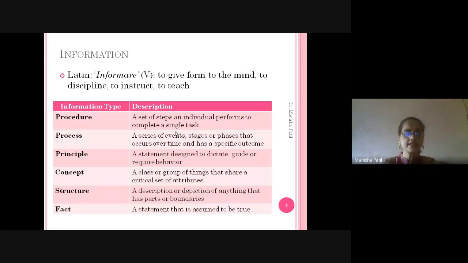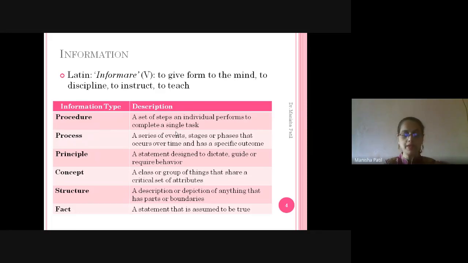There are 6 types of information. In the first column, you will see information type, and in the second column, you will find what exactly it means. So, number 1, you have procedure. Procedure is a set of steps an individual performs to complete a single task. Its example is recipe book.